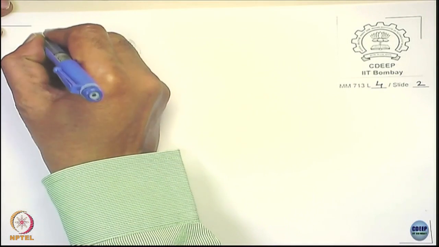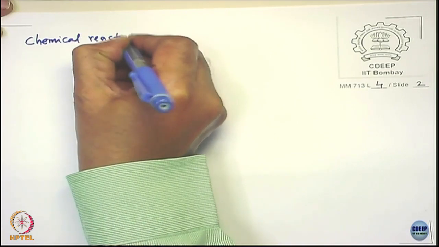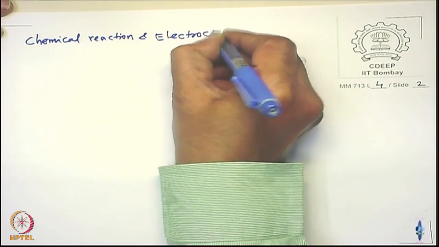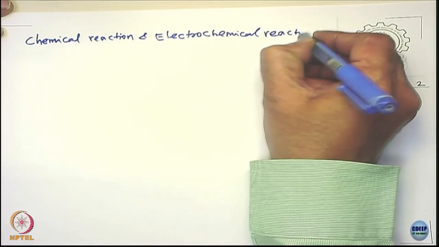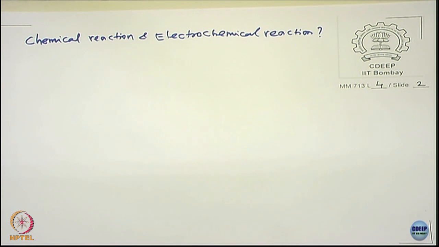Let us talk about the difference between chemical reaction and electrochemical reaction. What are the differences between these two? Metallurgist should tell, chemistry guy should tell, everybody should say, right? Okay, let me give a lead. Rate of chemical reaction. What are the factors that affect the rate of a chemical reaction?